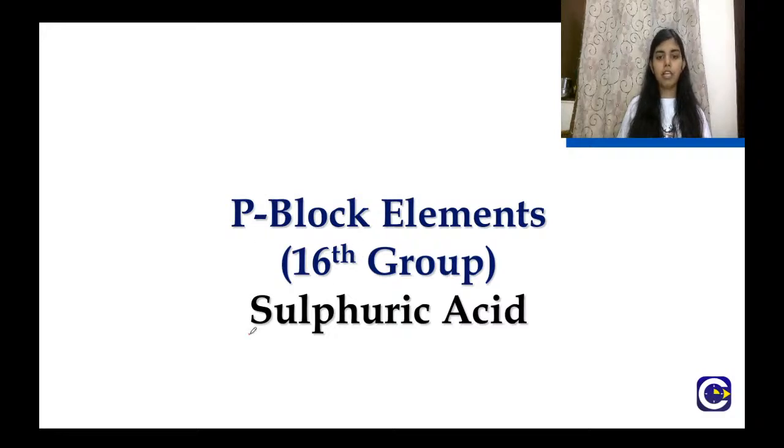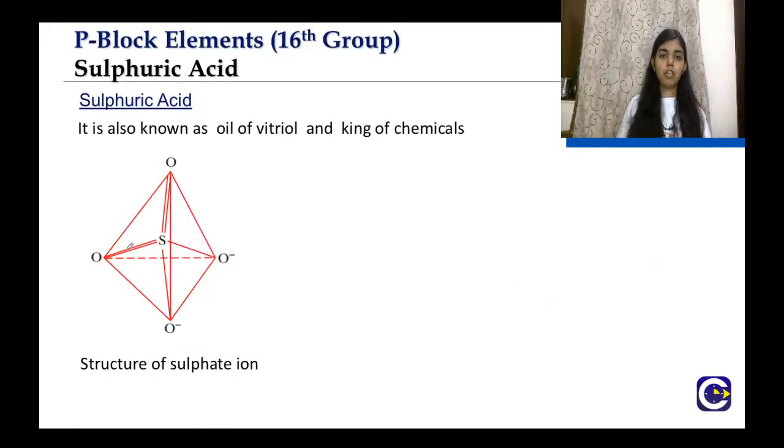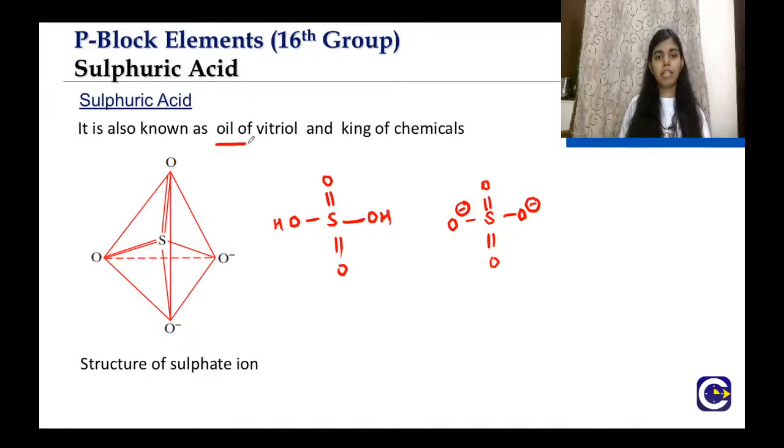Now here if you see, we will study about sulfuric acid, that is H2SO4. If you draw the structure of H2SO4, what is it? OH, OH and double bond O. So this is the basic structure of H2SO4. Or if you remove the hydrogens, basically that will be SO4 2 negative, right? So its common name is basically oil of vitriol, and it is the king of chemicals.